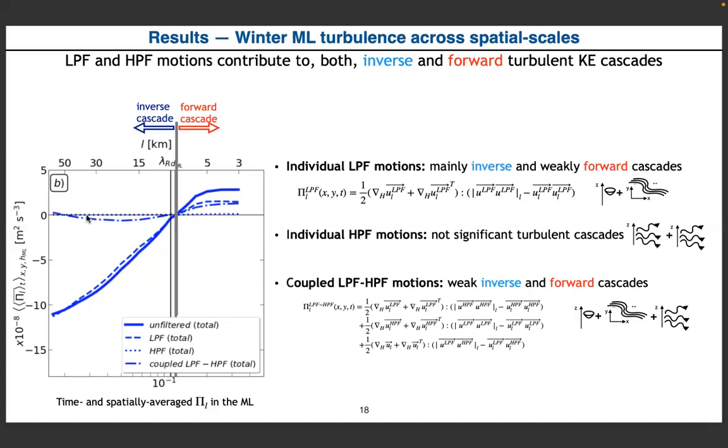And when low-pass filtered motion and high-pass filtered motion interact together, they realize a weak inverse cascade. This is the dashed-dotted line, a fraction of the forward one. So now we have the contribution of the different classes of motion to the mixed layer turbulence, and these motions contribute to the two turbulent cascades.